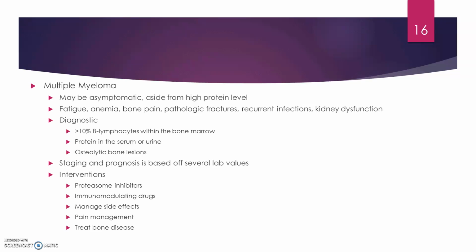Multiple myeloma, so these can be asymptomatic, but you might notice that they're fatigued, they've got anemia, they've got bone pain, and those type of things. So diagnostic-wise, we can look at those within the bone marrow, we can also look at the protein in the serum or urine, and then we can also look at the osteolytic bone lesions. Staging and prognosis is based off those different lab values.